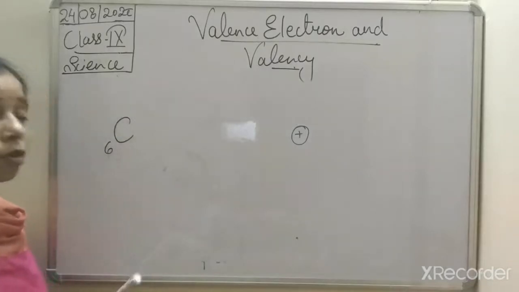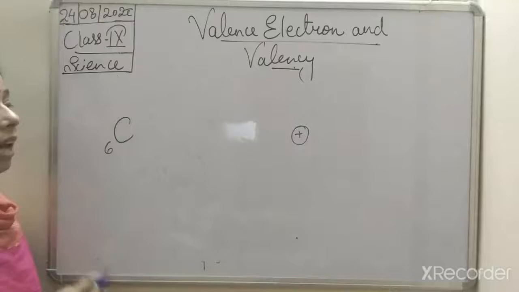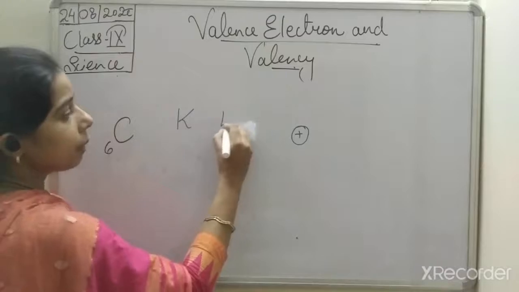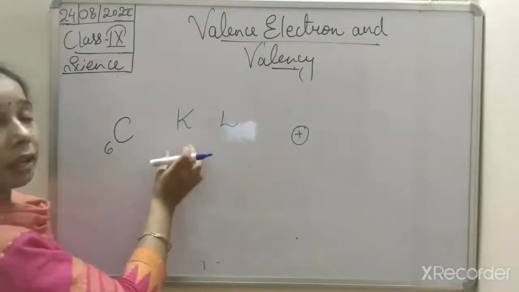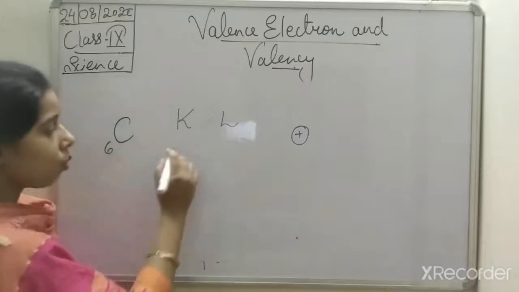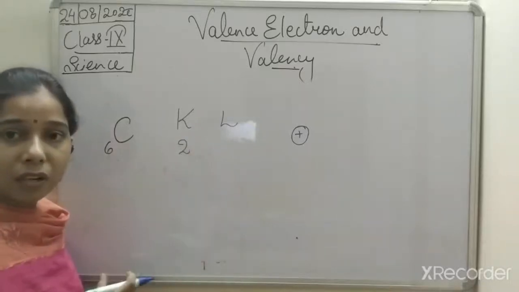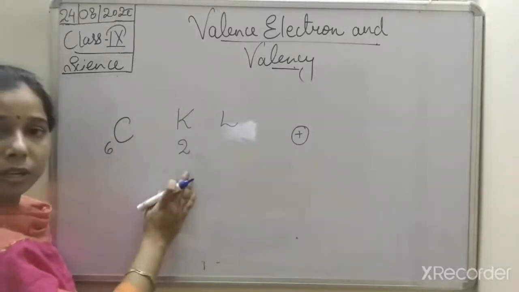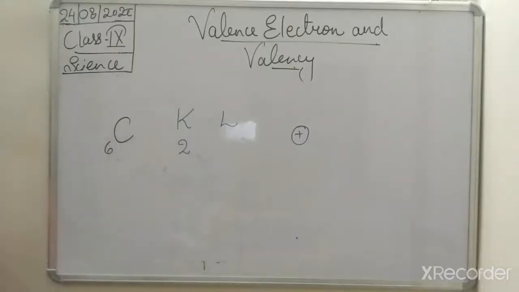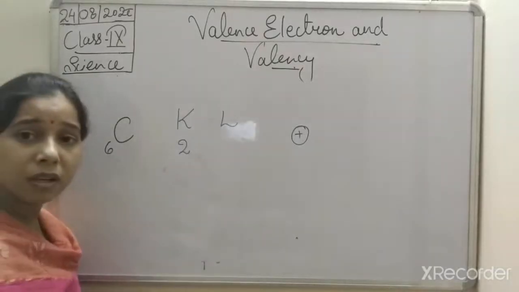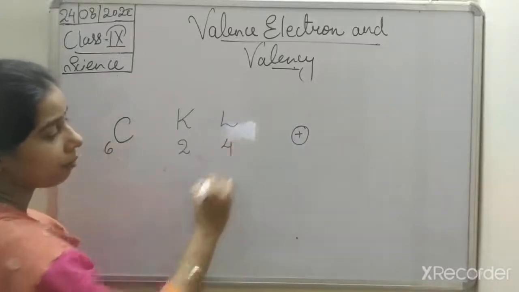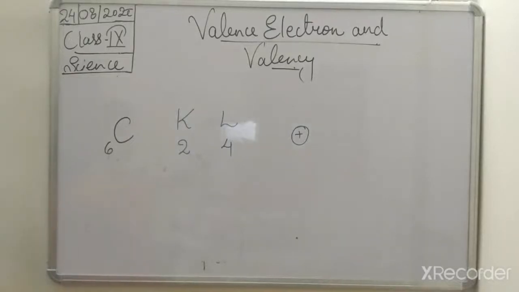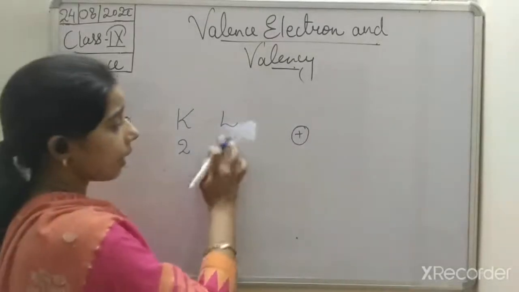Okay, so if suppose we make the atomic diagram of carbon, first of all we will make the electronic configuration. Now you see here, students, K will accommodate 2 electrons in it. So 2 electrons will be present in the K shell. What happened in the L shell, students? Out of 6, 2 electrons are there in the K shell. So the rest of the electrons will enter into the L shell. So we will write here 4 electrons will be present at the L shell.